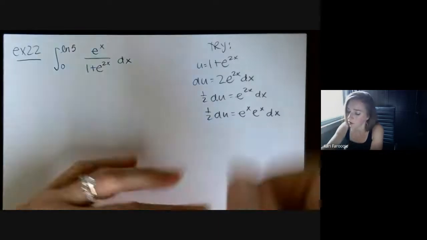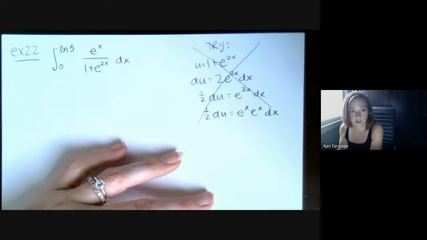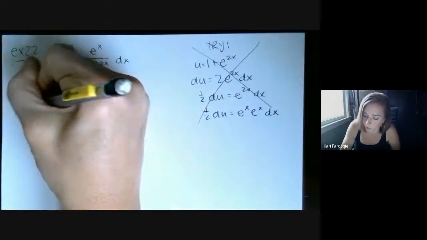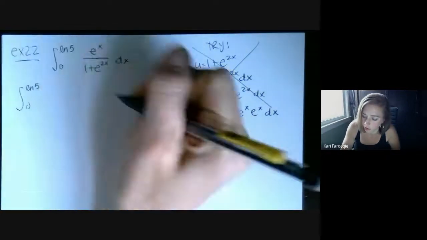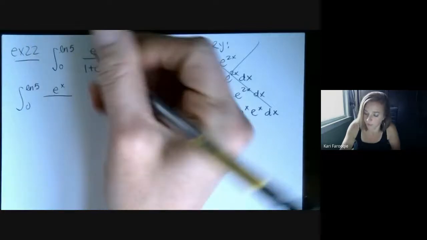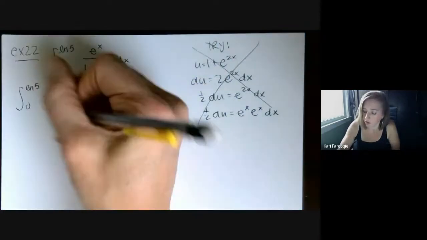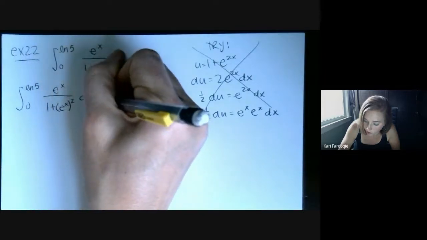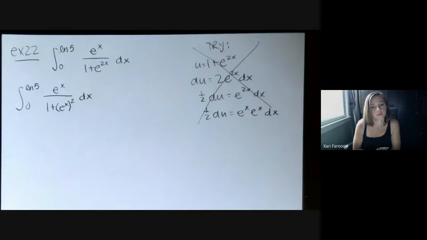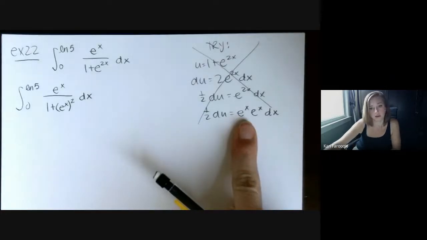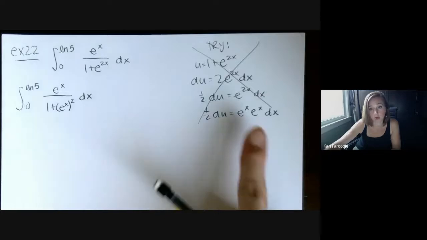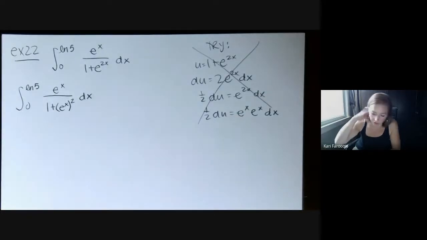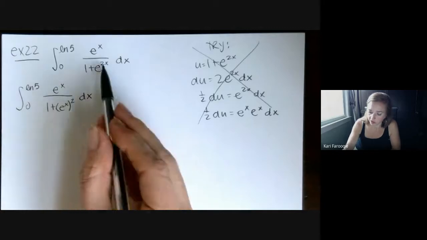What you're supposed to do is recognize, I'm going to rewrite this, and I suggest you also rewrite it, that e to the 2x can also be written as e to the x squared. For the same reason that you saw this here, e to the x times e to the x is e to the x squared, but also when you take a power to a power, you multiply the powers. 2 times x is 2x.